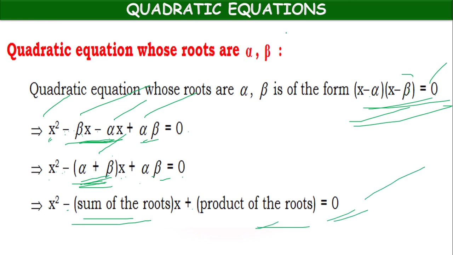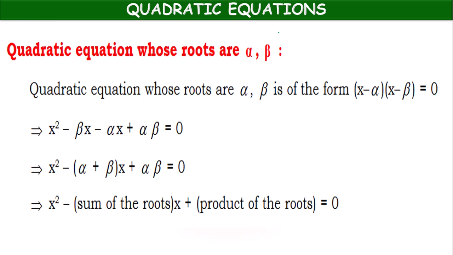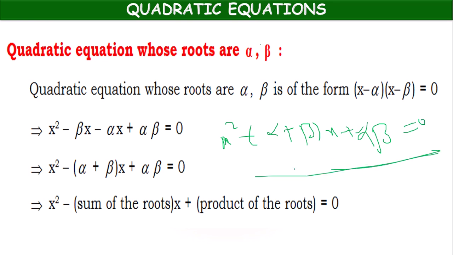Means if we know the roots, how to write the equation: x square minus the sum of the roots into x plus the product of the roots equals 0. This will be the quadratic equation in terms of alpha and beta. If we substitute alpha and beta values, we will get the equation.